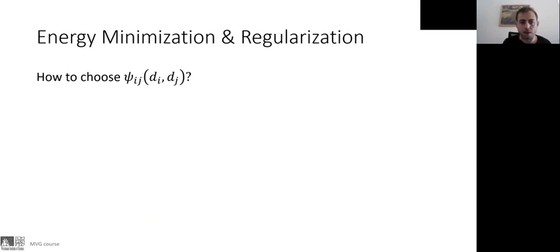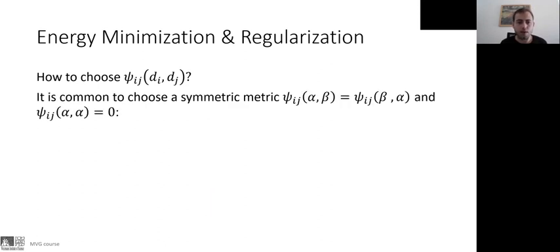And how to choose such a function psi? Usually we want to choose a symmetric metric such that psi ij alpha beta equals psi ij beta alpha, and also that psi ij alpha alpha will be 0. That's what we would like to choose, and an example is just the absolute difference between alpha and beta.